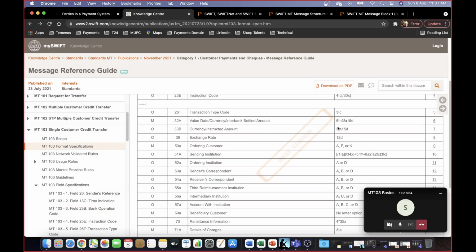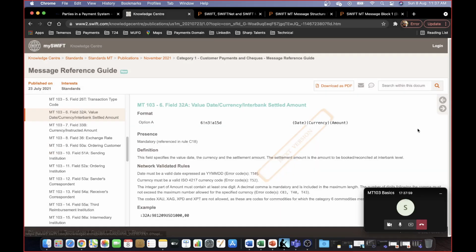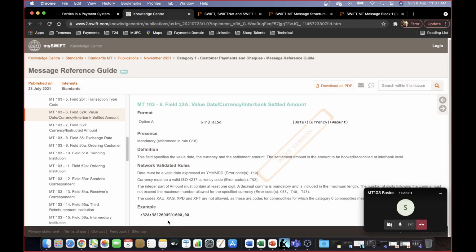The next tag is 32A. This is a very important one, in my opinion the most important, because it talks about the date. 98 is the year, 12 is the month, and 09 is the date. The next three characters stand for the currency, followed by the amount. So this field provides three key pieces of information.